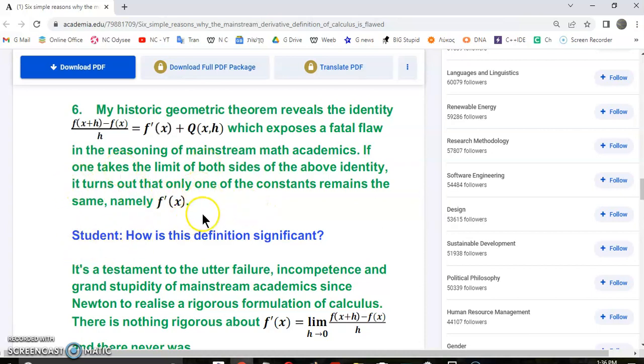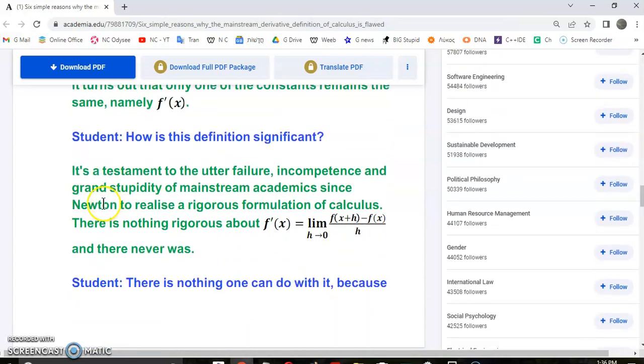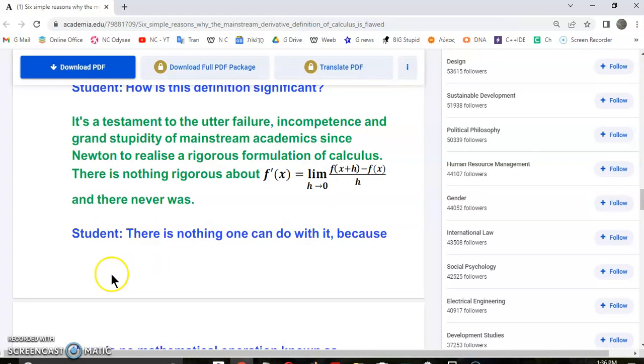So if one takes the limit of both sides, it turns out that only one of the constants, namely the slope of the tangent line, f prime of x, remains the same. This constant here disappears or becomes 0, and this here magically becomes the derivative. Okay, and the student asks, how is this definition significant? Well, it's a testament to the utter failure, incompetence, and grand stupidity of mainstream academics since Newton to realize a rigorous formulation of calculus. There is nothing rigorous about this definition here, and there never was anything rigorous about it. It's always been flawed. Okay.